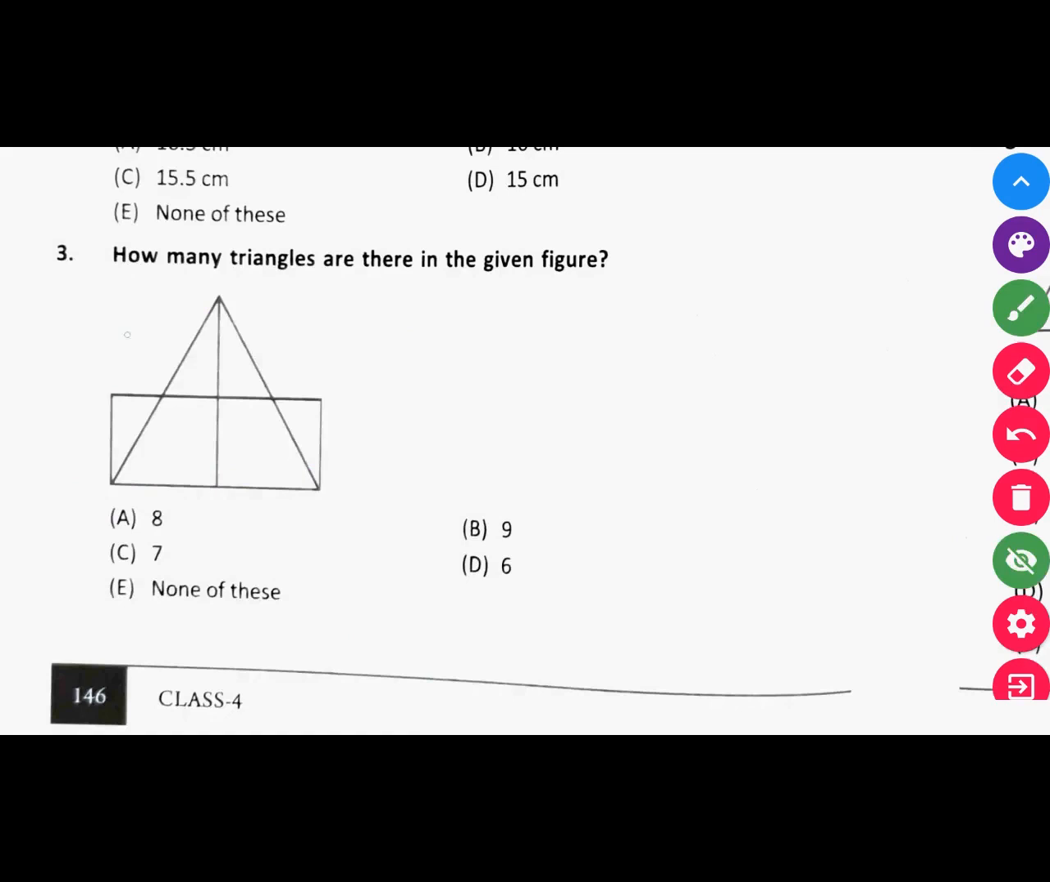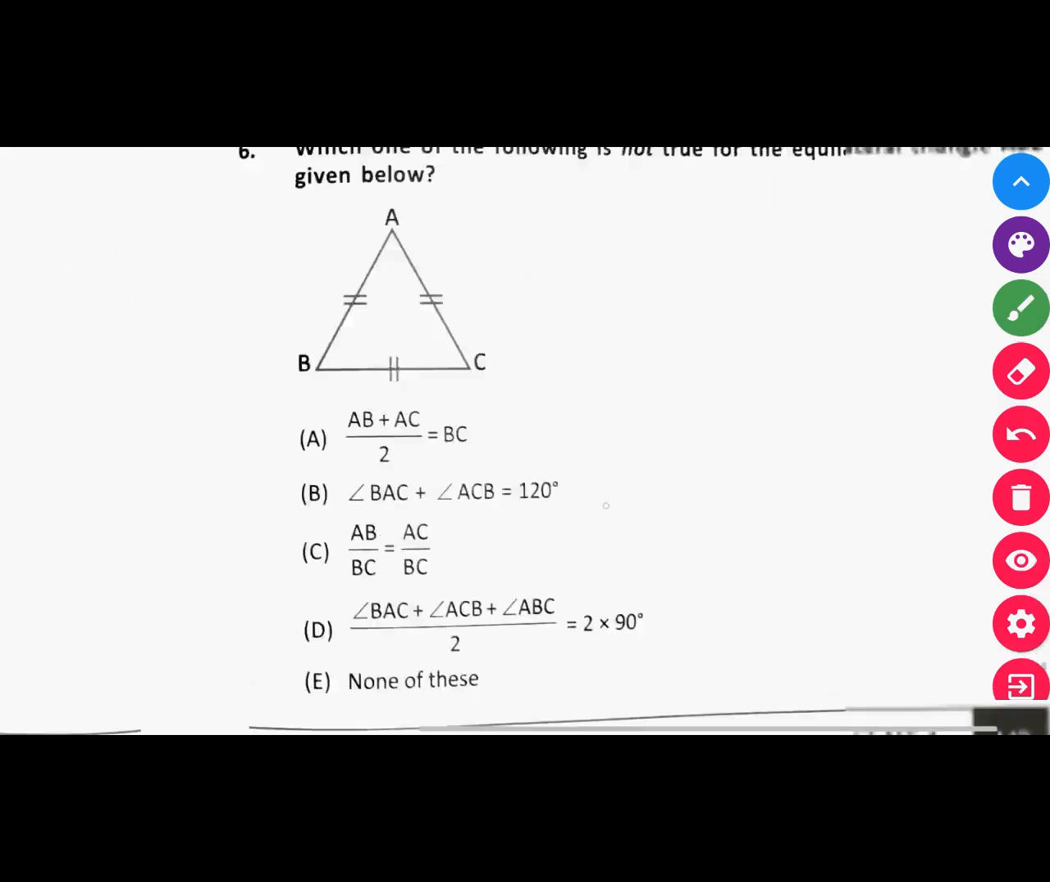Again we'll see 1, 2, 3, 4, 5, 6, 7, and where was our 8 gone? The big one, 8. Very good. Okay, so there are 8 triangles in the given figure.